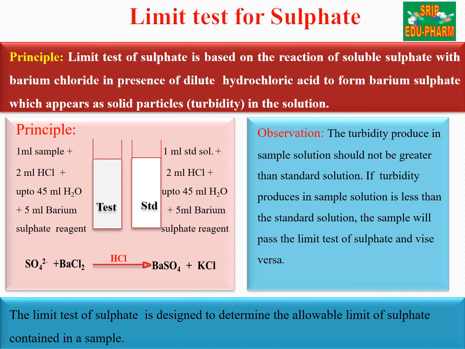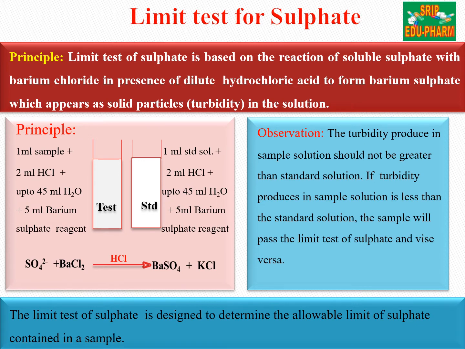For performing the limit test of sulfate, take two Nessler cylinders, same as the limit test of chloride, labeled as standard and test. In the first Nessler cylinder labeled as test, transfer a specific amount of compound dissolved in water, and the solution is prepared as directed in pharmacopoeia. In the second Nessler cylinder labeled as standard, take 1 ml of 0.108% weight by volume potassium sulfate solution.